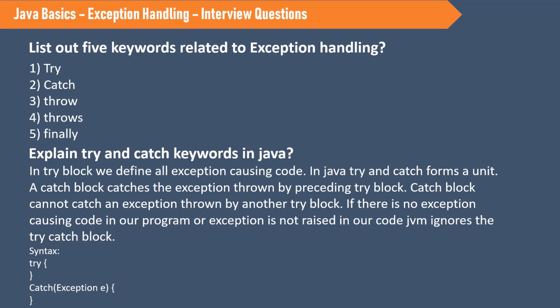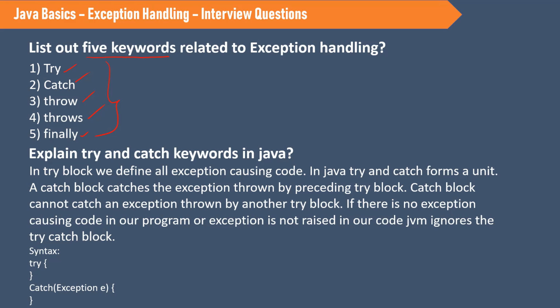Next one is, list out the 5 keywords related to exception handling. So the 5 keywords are try, catch, finally, and then throw, throws. So these are the 5 keywords we use. We have seen examples for all of these in the previous videos.